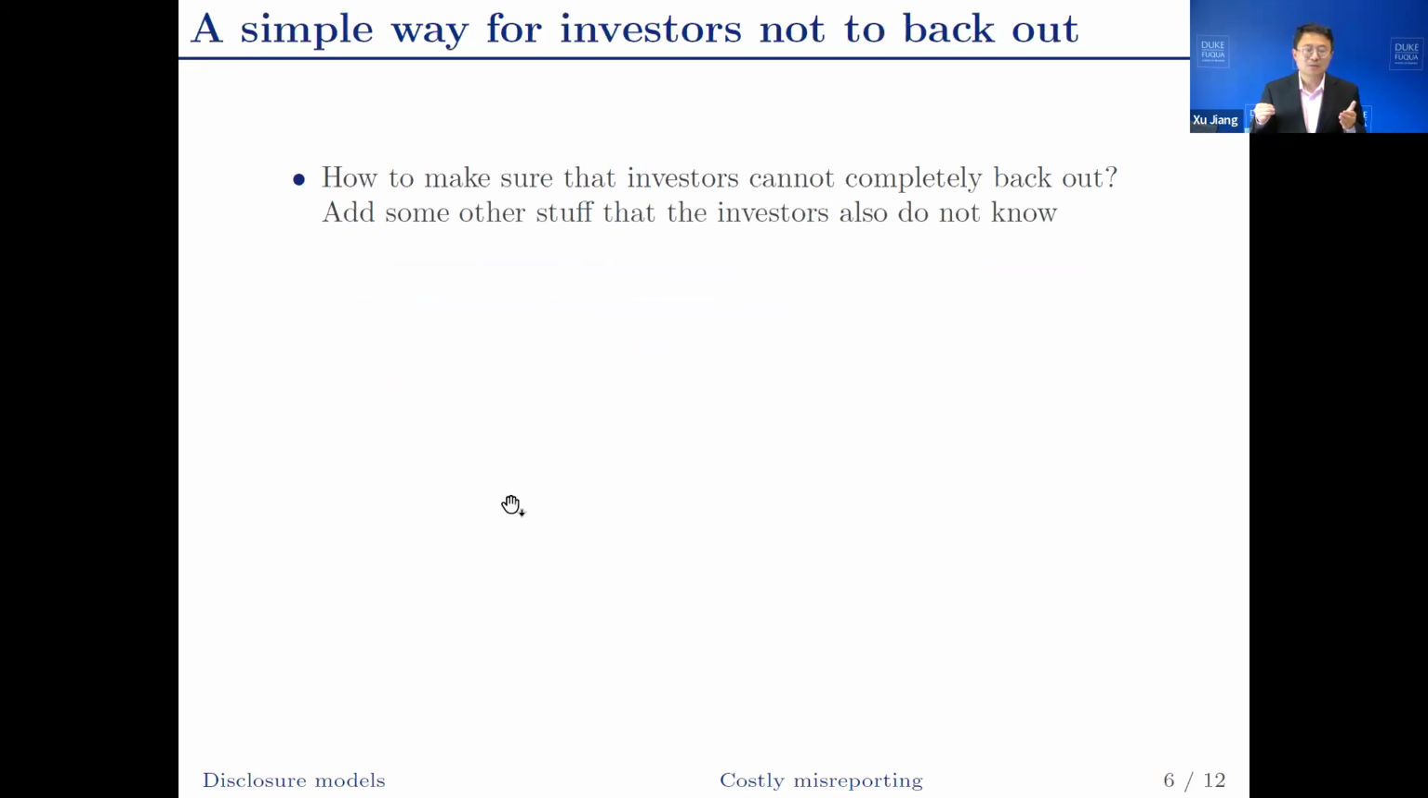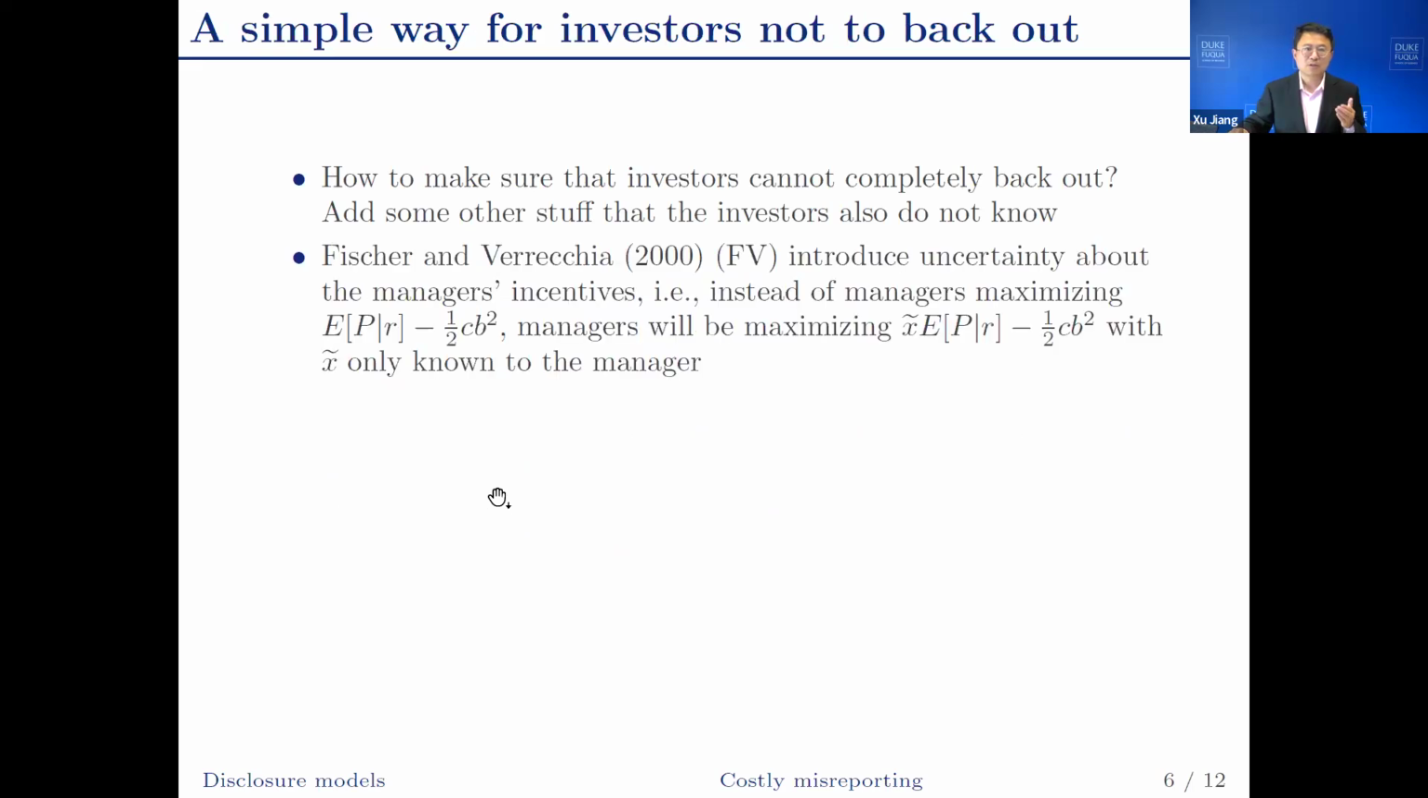How do we make sure that investors sometimes are fooled and cannot completely back out managers' misreporting bias? Well, just add some other stuff that the investors also do not know. Fischer and Verrecchia make such an attempt. They introduce uncertainty about the manager's incentives. Instead of the manager's objective being the expectation of P conditional on R minus the lying cost, as in the simple misreporting framework, they assume that the manager is going to maximize X times expected price conditional on the report minus the lying cost.